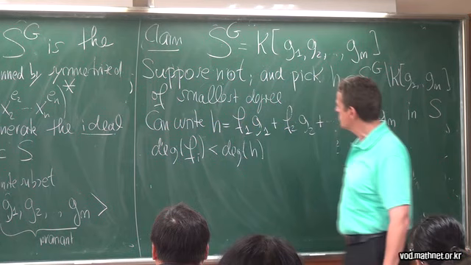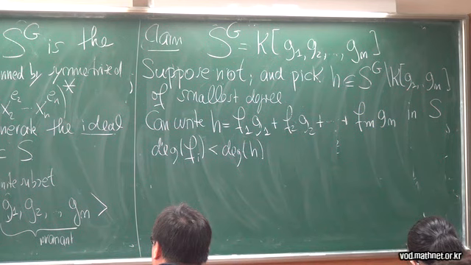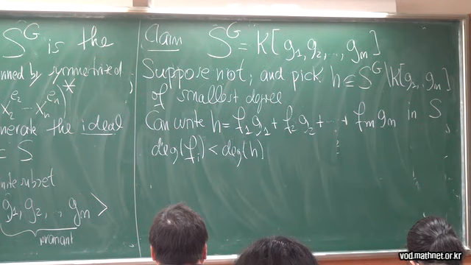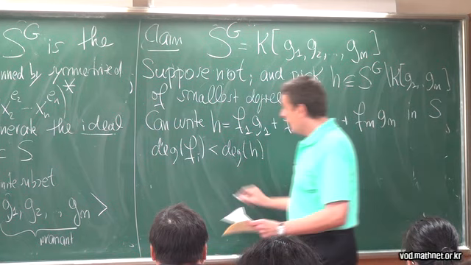So this H is homogeneous, the G's are homogeneous, and therefore we can choose the Fi to be homogeneous of degree less than H, right? Otherwise, if it were equal, then one of the G's would be a constant, right? And they were assumed to be non-constant. Okay. Now we're done, basically, right?